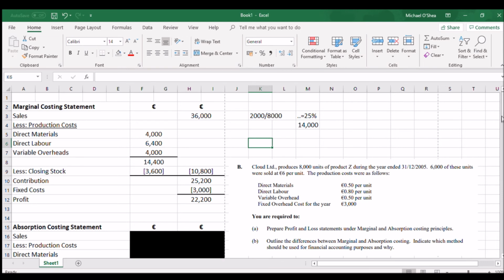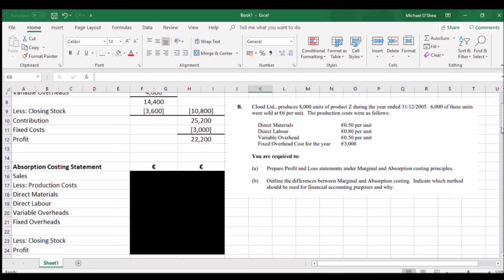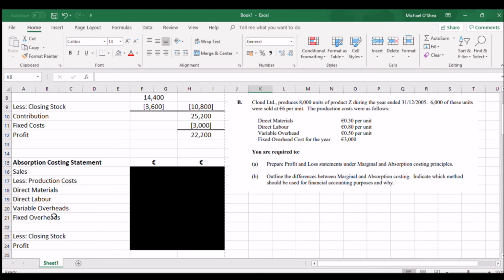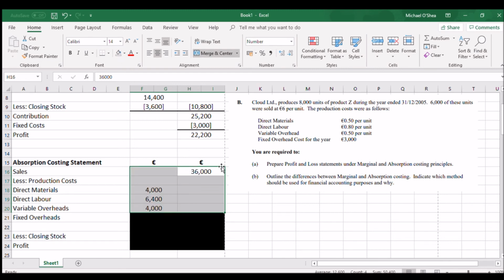Now, absorption is quite similar. The only difference, if you can see it here, is that I've included fixed overheads up here before closing stock. In the marginal costing, my fixed costs were included lower down, and my closing stock was calculated before that. I did not include the 3,000 for fixed when calculating closing stock. I'm going to do everything else the same. My sales is calculated the same, 6 by 6,000. All of these are multiplied by what I've produced to give me the exact same figures. This adds up to 14,400.